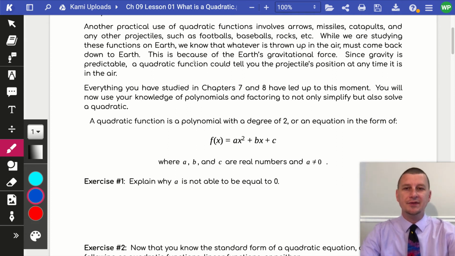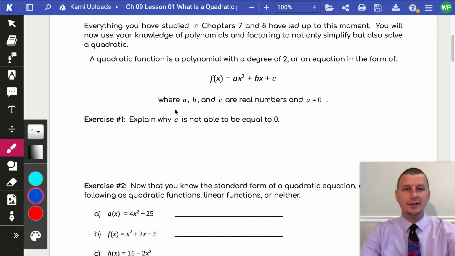While we are studying these functions on Earth, we know that whatever is thrown up in the air must come back down to Earth. This is because of the Earth's gravitational force. Since gravity is predictable, a quadratic function could tell you the projectile's position at any time it is in the air. So using these functions, we could tell a whole bunch of information about an equation, relating it to a real-life scenario of something just being thrown up in the air. Pretty interesting stuff. We're going to get more into this, but first, everything you have studied in chapters 7 and 8 have led up to this moment right here.